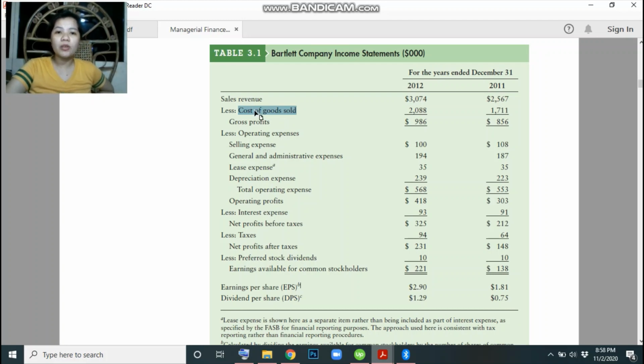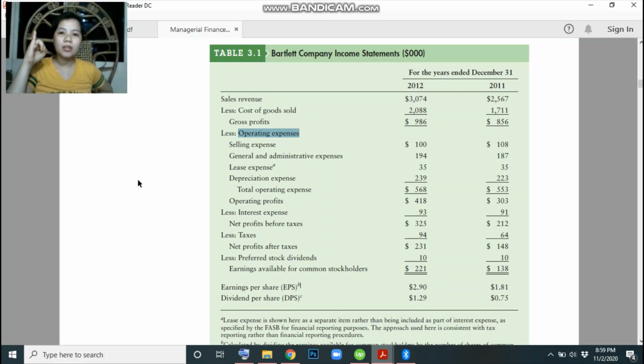So sales revenue minus the cost of goods sold, you will get your gross profit, or gross halin. Gross profit is your earnings, your ginansya. But from your gross profit, you still have to subtract your operating expenses. What are operating expenses? These are the expenses of the company that are necessary to operate your company.